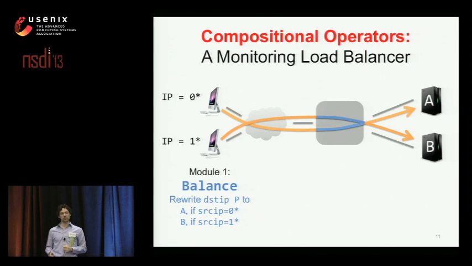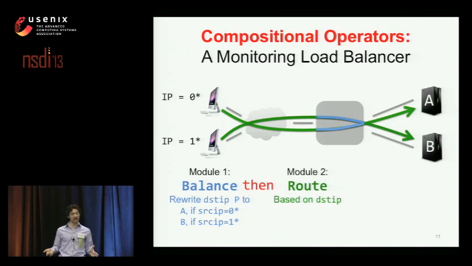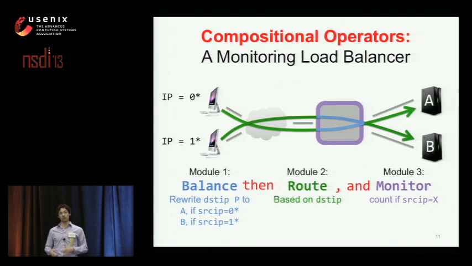We have a balance module, which only cares about rewriting traffic that had been destined to IP P and changing it to either be destined to A or B. We're then going to sequentially compose that. So the route module is going to get the output of our balance, and it's just going to route based on destination IP. Finally, we're going to take this composed policy, and we're going to compose it yet again, this time in parallel with our monitoring code, which is going to track traffic coming in from source IP X. So this is fantastic, clean, concise, and clear, but it's just the beginning.